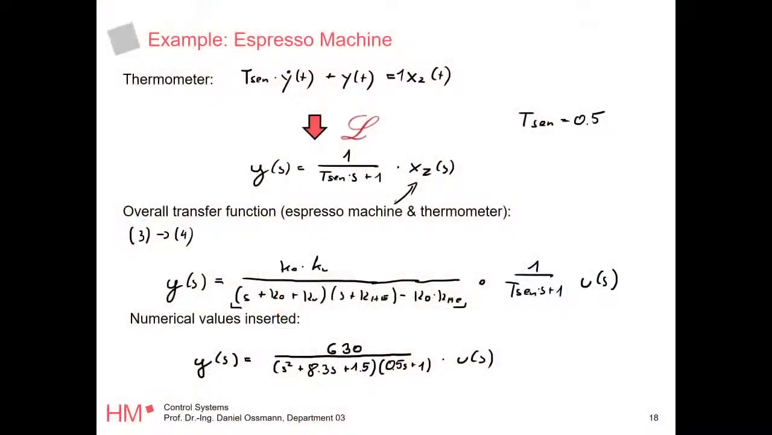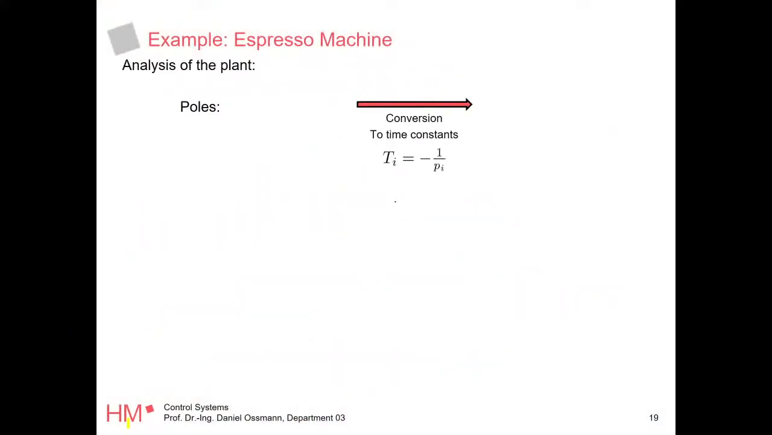Now we need to discuss the poles and the zeros of this guy, and this is the last thing we're going to do today. And next time we're going to do the control design for the espresso machine, and hopefully finally after 2 months reach 96 degrees. Okay, so what are the poles?